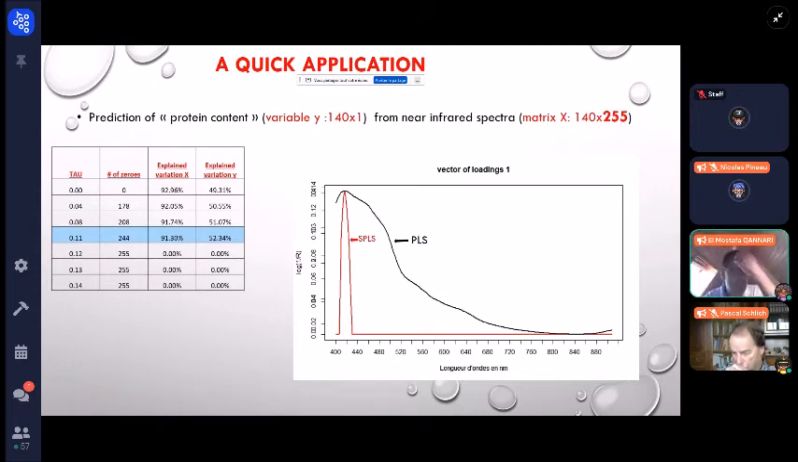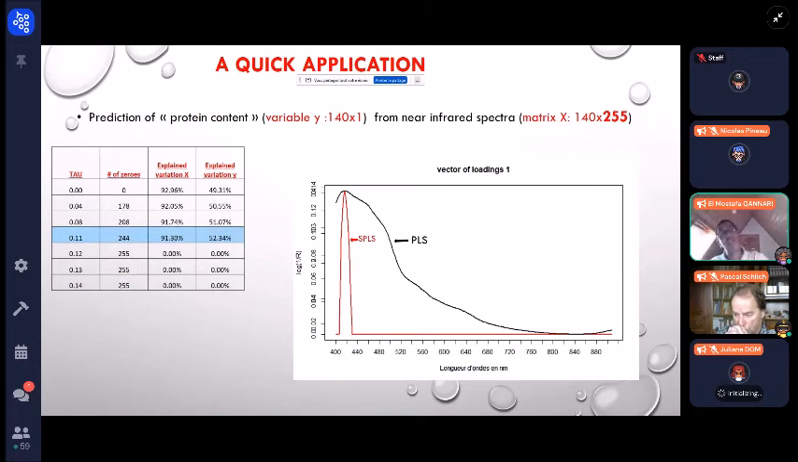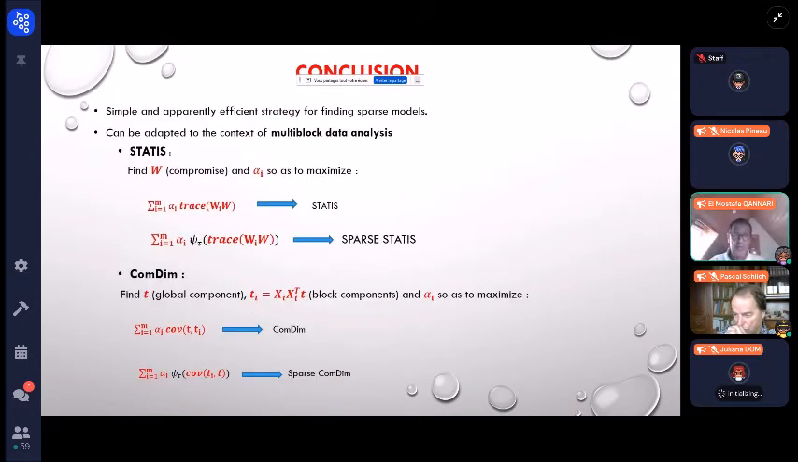The loadings that remain after sparsity, the loadings that are not equal to zero, are actually in a very small range between 400 and 430. And they correspond to the highest loadings in the non-sparse PLS components. Yes, I forgot to say that this problem concerned the prediction of protein content, one variable, from near-infrared spectra. As a conclusion, we claim that this is a simple and apparently efficient strategy for finding sparse models.